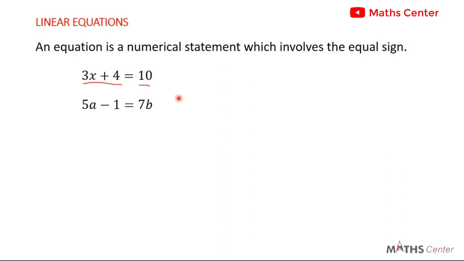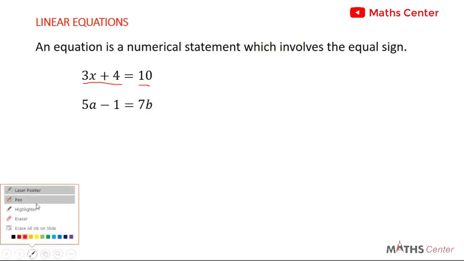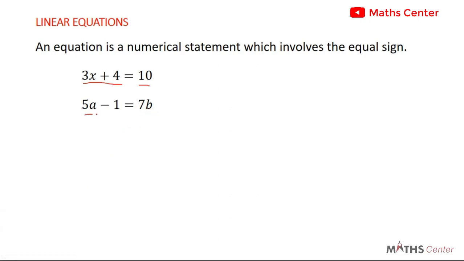Let's consider another example of an equation. We have 5a minus 1 is equal to 7b. So in this case too, we have the expression 5a minus 1 on the left hand side. We have the expression 7b on the right hand side. Now 5a minus 1 is linked to 7b by the equal to sign here. So the whole expression, which is 5a minus 1 is equal to 7b, is called an equation because we have the equal to sign in this statement.